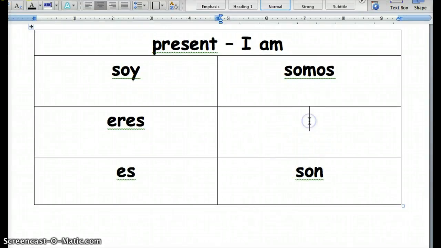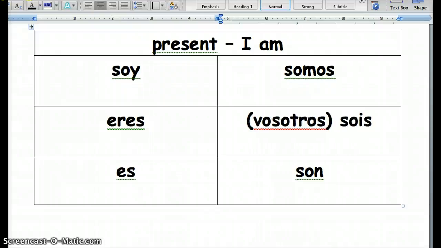And that new form is the vosotros form. You don't have to say vosotros when you say the verb, but just so you know what form it is, it's the vosotros form. And this is how you say you guys when you're speaking to a group in Spain. So it's used in Spain, and it means you guys. It sounds kind of funny. Sois. Sois is how you say you guys are.